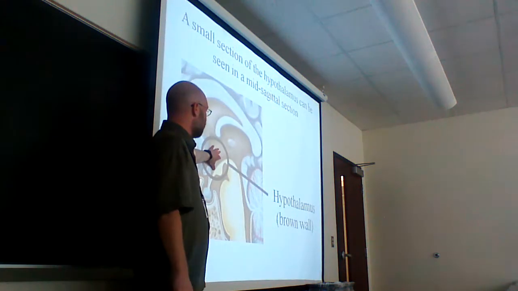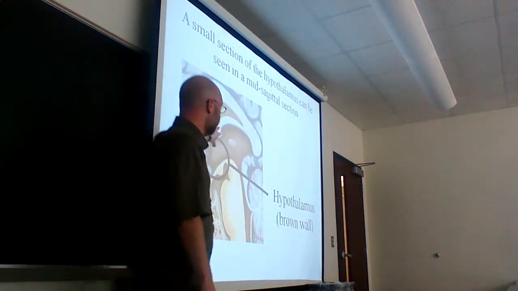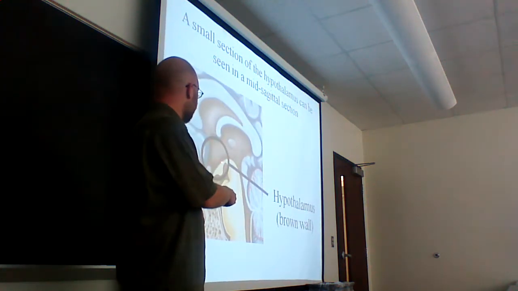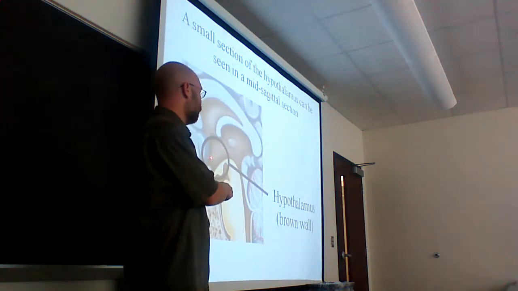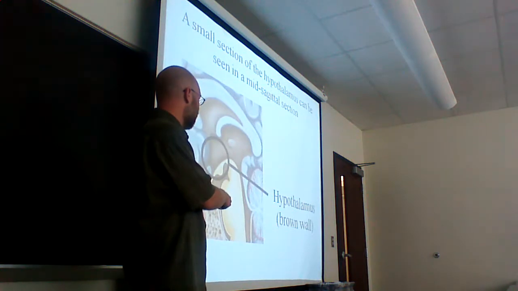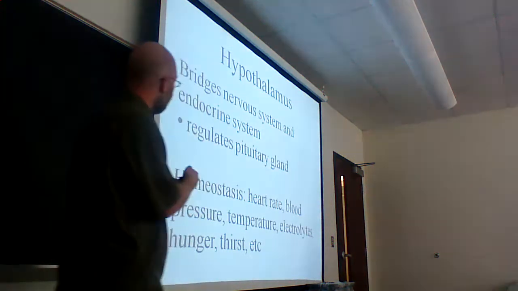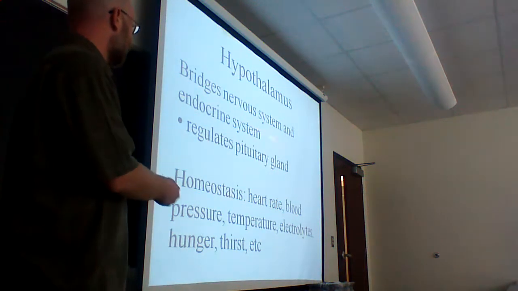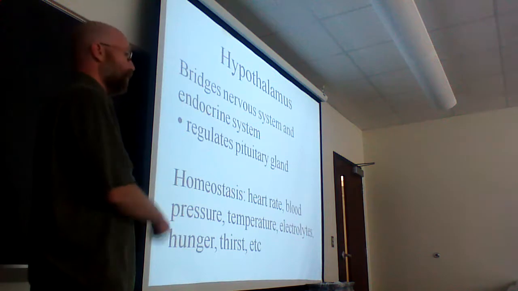The hypothalamus, named for its location below the thalamus. This is going to have two important connections. This is a very important structure for a number of reasons, and it's going to be connected to two other structures. One of the major things it's going to do is bridge the nervous system to the endocrine system.